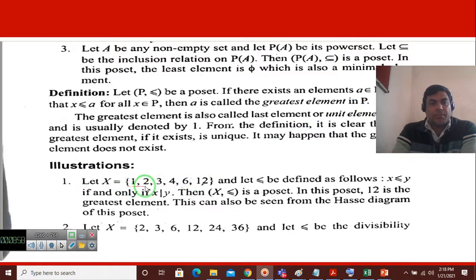Suppose that we have the set {1, 2, 3, 4, 6, 12}. In the divisibility relation, in this set 12 is the greatest element. We can also see this in the Hasse diagram of the partial order set.